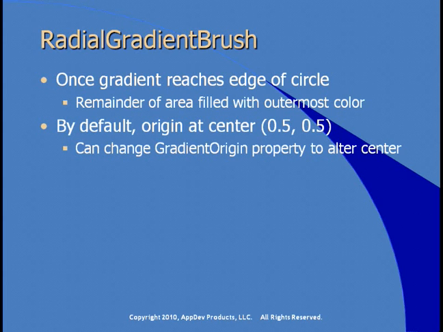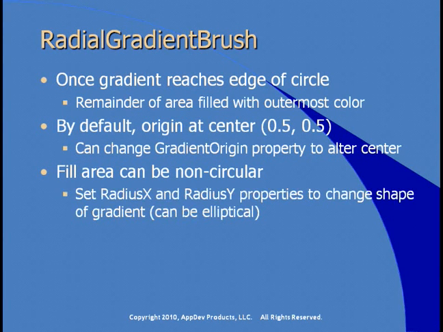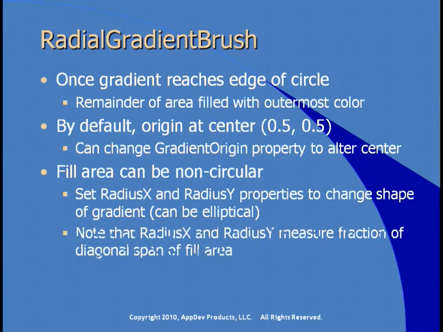You can change the gradient origin property to alter where that center is. And the fill area can be non-circular. Just like with a linear gradient brush, you don't have to fill rectangles. With a radial gradient brush, you don't have to fill circles. You can set the radius x and radius y properties to change the shape of the gradient. It doesn't even have to be circular. It can be elliptical if you want. And note, this is tricky, that the radius x and radius y properties measure a fraction of the diagonal span of the fill area. That is, they're proportional to the diagonal span of the fill area you're talking about.